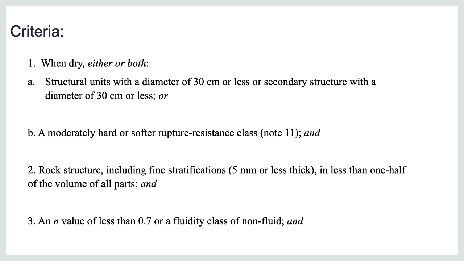Let's see the criteria for them. First of all, you need to find the structure units, pads or aggregates with a diameter of 30 centimeters or less, or a secondary structure with a diameter of 30 centimeters or less. What is the secondary structure, JJ?